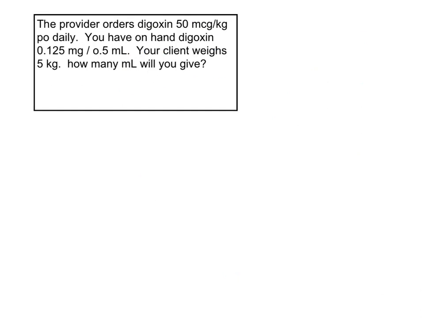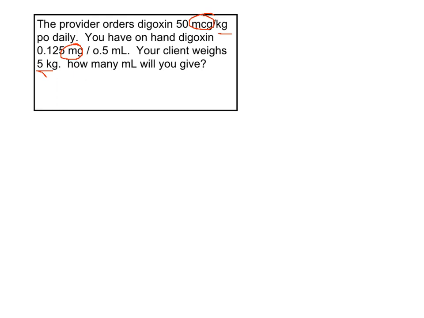Okay, so this will be the last problem that we'll work through together, and then I think I've given enough examples that you should be able to start working on those practice sheets and be successful with them. I chose this one because it requires 3 parts in order to get to the right answer. So let's just dig into this and see where we go. The provider has ordered digoxin 50 micrograms per kilogram. You have on hand digoxin 0.125 milligrams, and your client weighs 5 kilos.